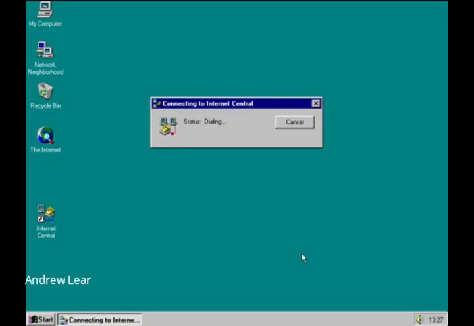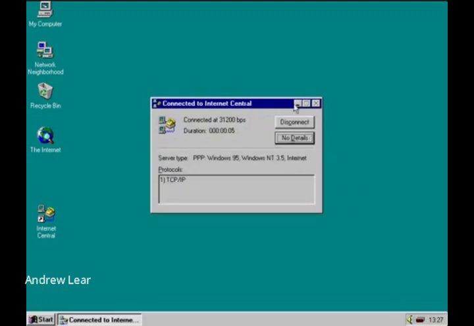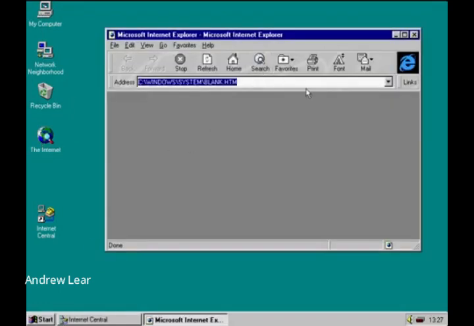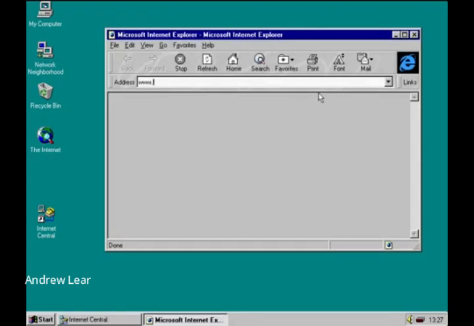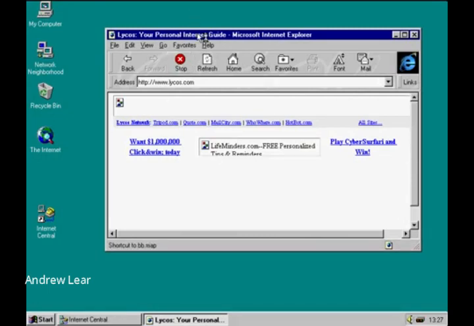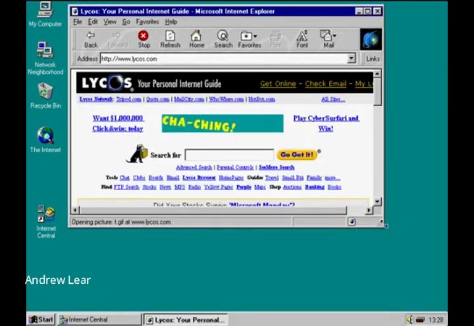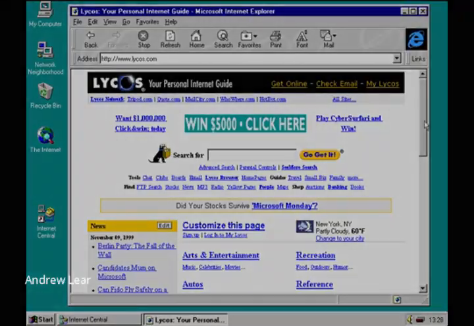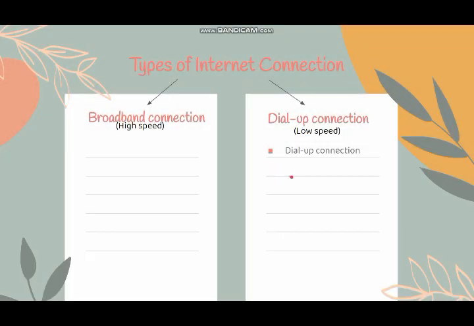Okay, this second video shows you how to use the dial-up connection. First, you have to dial up the line that you want to use. So, you will hear a sound like this. Okay? Alright, so you need to wait a bit for you to use the browser. Okay, we're done with dial-up connection.